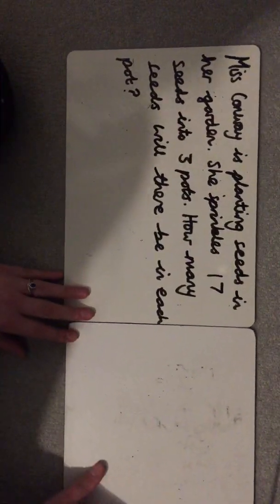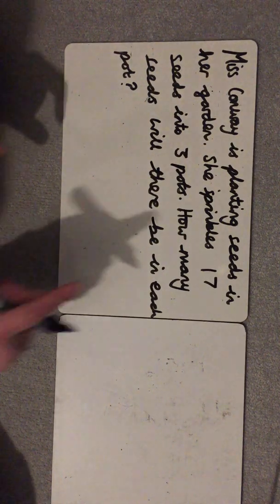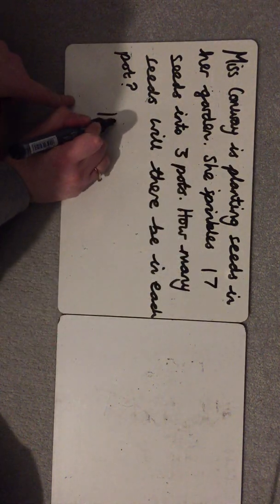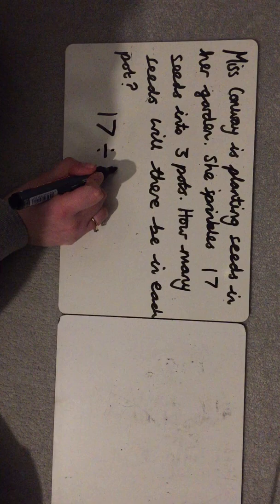So the first thing, even before we draw, is we need to work out what my number sentence is. As a word problem doesn't tell us exactly what to do, we have to work it out and write a maths operation first. Let's reread it. Pause and reread. What do you think it's asking us to do? So we know she's got 17 seeds and she's sharing them into 3 pots.